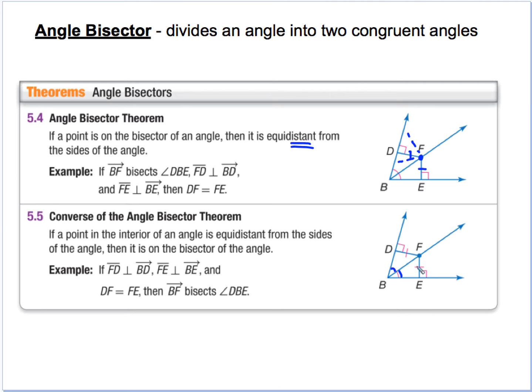Okay, I see that right angle, so that tells me I'm looking at a distance from this point to line BE and from point F to line BD. And I can see they're the same, so that means F is on my angle bisector. Okay, so again, I'll give you a few seconds to write that down.